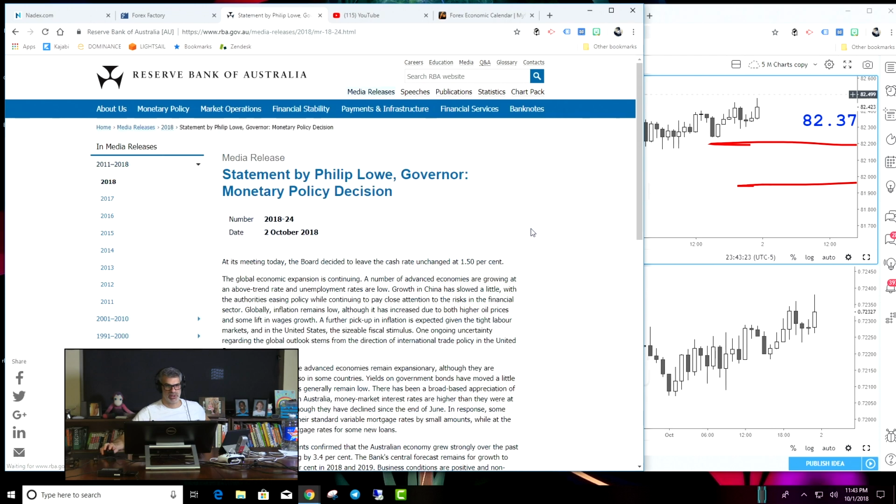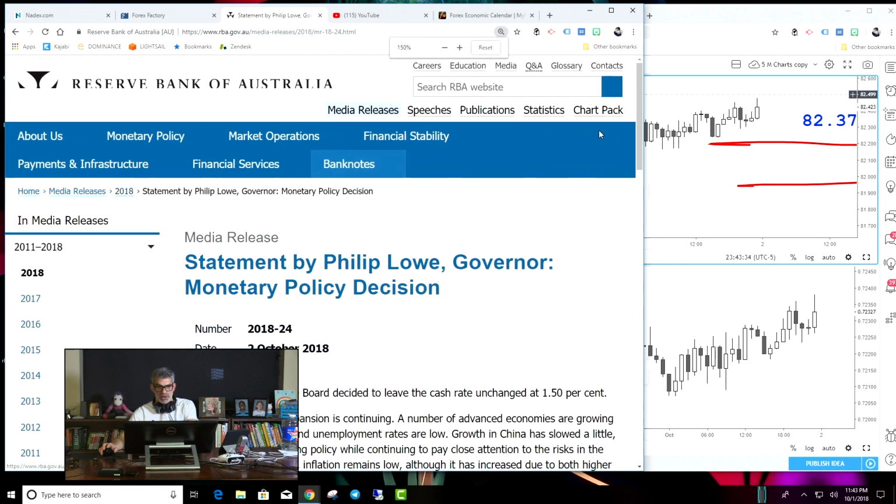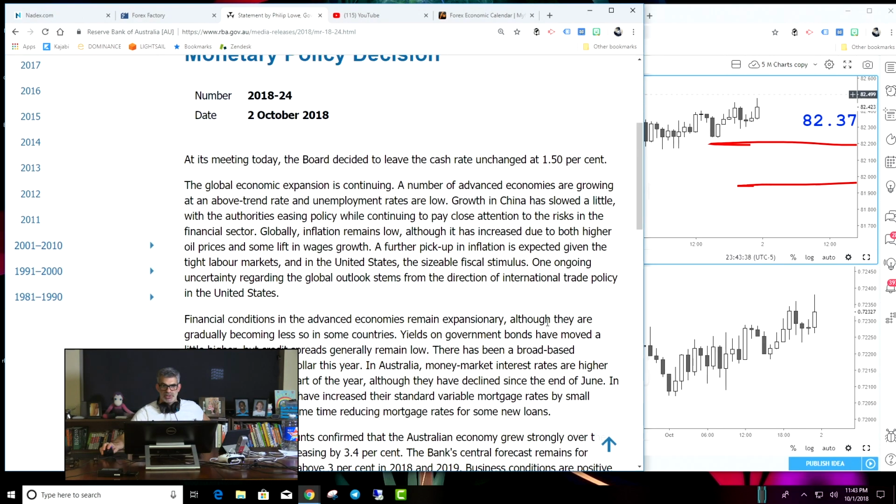Okay, here's the statement. At its meeting today, the board decided to leave the cash rate unchanged at 1.5%. The global economic expansion is continuing. A number of advanced economies are growing at an above-trend rate, and employment rates are low. Growth in China has slowed a little. I think growth in China has probably slowed a lot, and they're probably not really talking as much about that as they could.